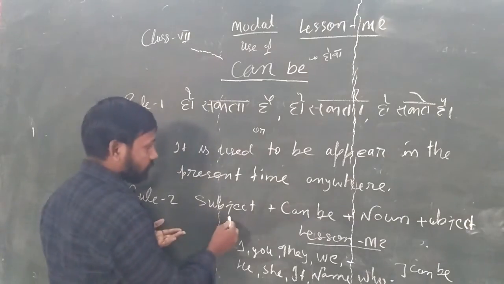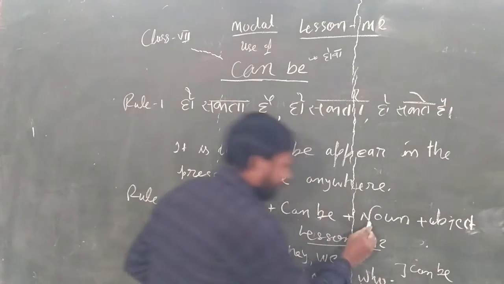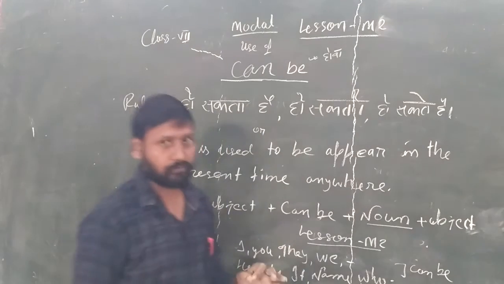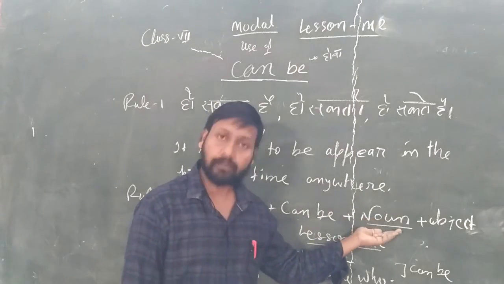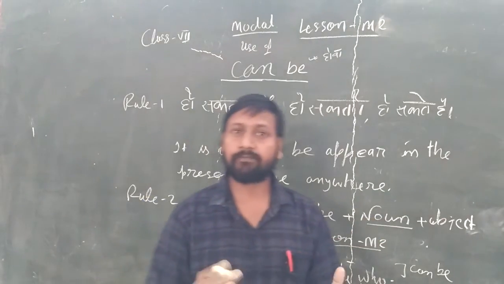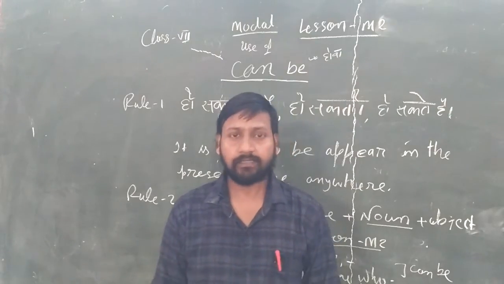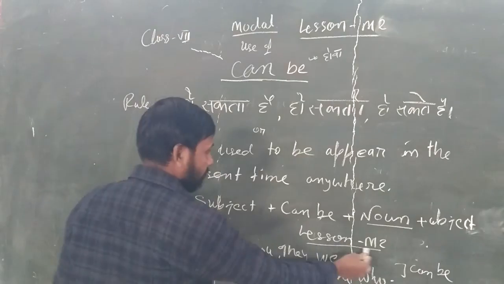And for the second rule: subject plus can be plus noun plus object. So what is here? Noun. We have to use noun, not any verb, not any action. We have to use noun here. And you know very well what the noun is. Noun is the name of a person, place, thing or any condition. That is called a noun. Okay, so let's see. Next, lesson number 2.